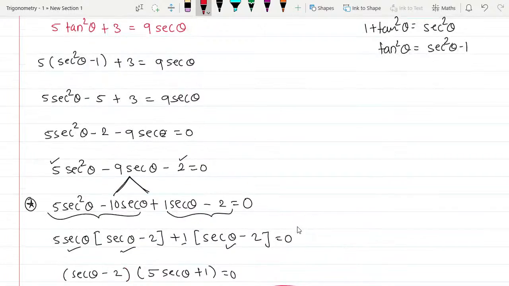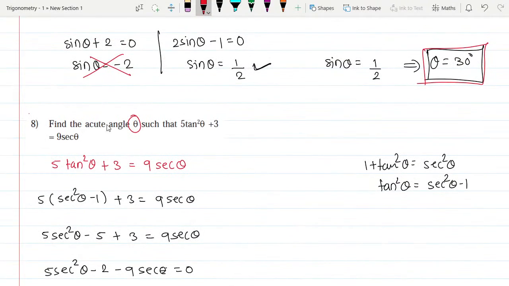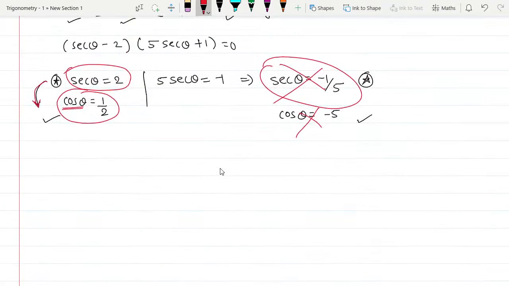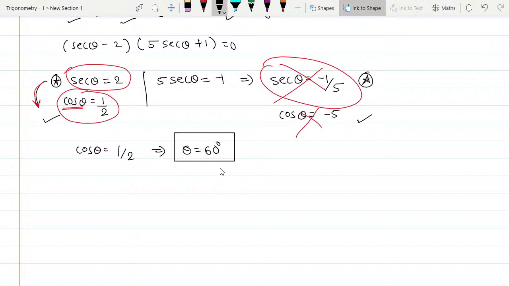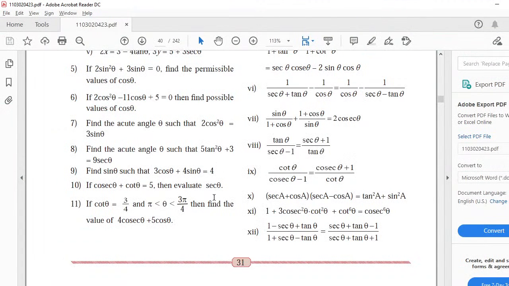अब क्या पूछ रहा है वो क्वेश्चन में, what they are asking, find the acute angle theta. Now tell me, if cos theta is equals to 1 by 2, then tell me the value of theta. So theta is equals to how much? 60 degree. Okay, this is how I solve for these questions. Okay, great. So we will see two more questions and we will stop here.